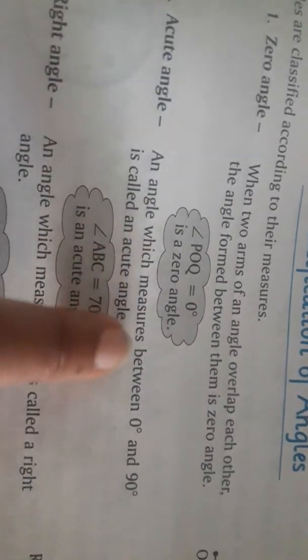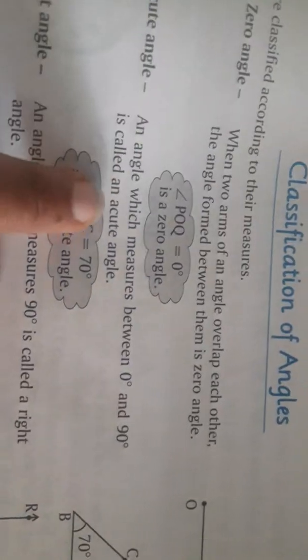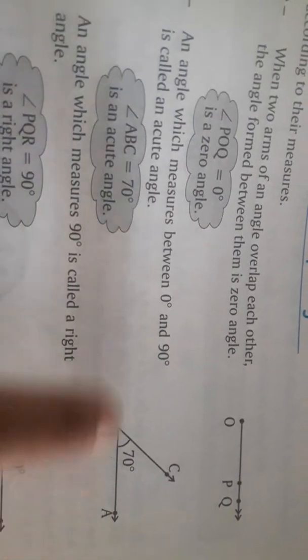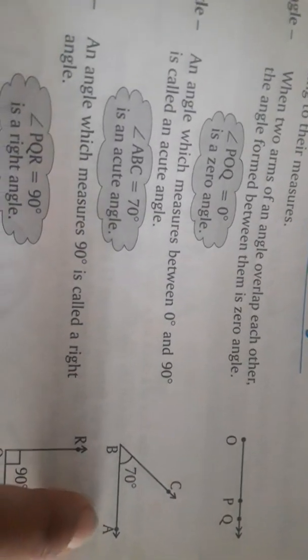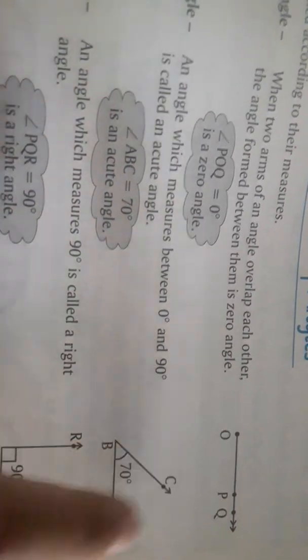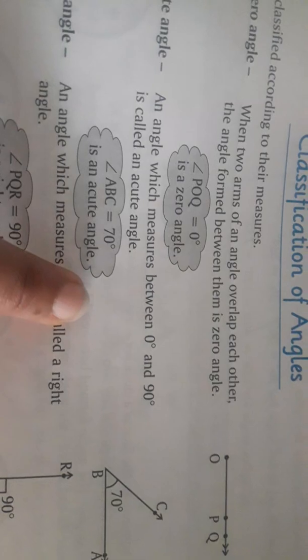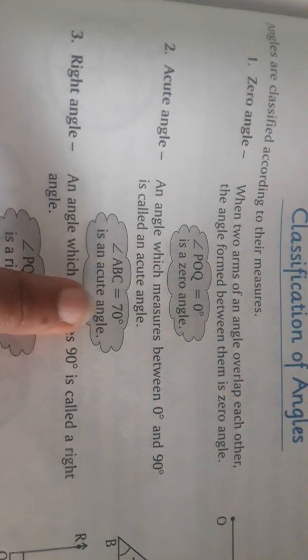Now acute angle means, see here it is 0 degree and here it is 90 degree. So any angle which lies between 0 to 90 degree is called an acute angle. Now see this angle ABC. If we start from A, from here to here the angle is 70 degree. So angle ABC equals 70 degree, and 70 degree is an acute angle. Acute means it is less than 90 degree.